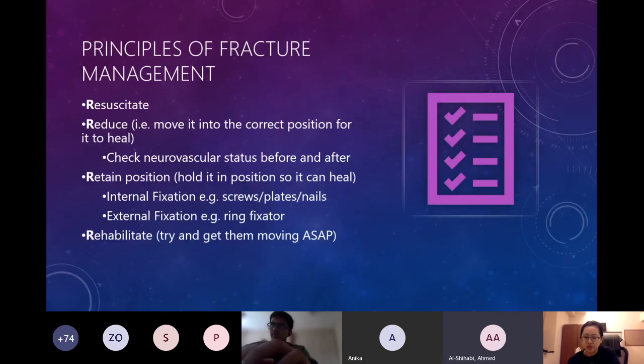Okay, so starting off, principles of fracture management. This is the first point where we make things interactive. What are the principles of fracture management? So, as Anusha has instructed, if anybody wishes to answer, if they could just post the letter A in the chat, and we shall pick somebody to answer.